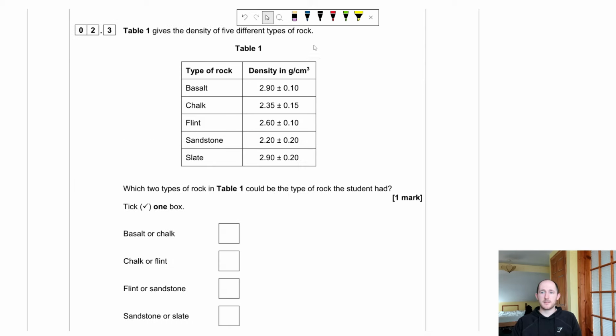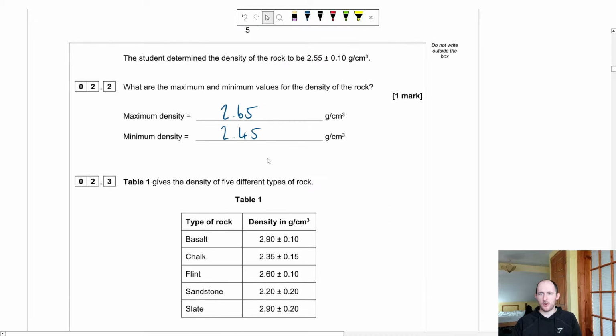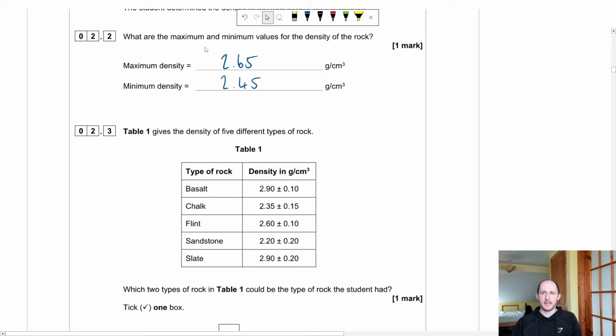This table gives the density of 5 different types of rock. You've got basalt, chalk, flint, sandstone, and slate. Which 2 types could be the type of rock? So essentially what we're trying to do here is use this density compared to the densities in the table. So it might even be worth writing the ranges for each of these. So this is 2.8 to 3.0 if I add or minus 0.1.